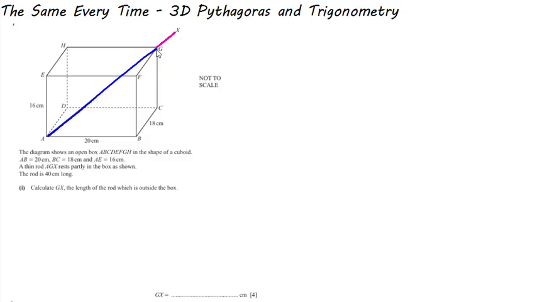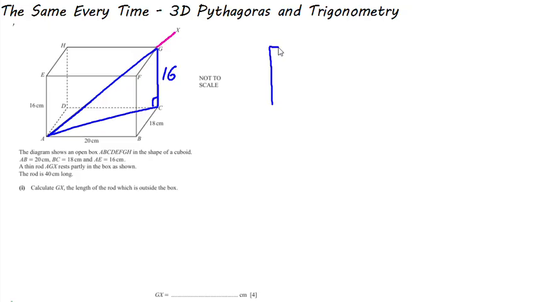My task now is to find the length from A to G. I need to look for right-angled triangles. If I draw in the diagonal of the base, and then I draw straight upwards like that, that angle there is a right angle. And I know that from C to G is the same as from A to E, which is 16 centimeters. So what I need to do in order to find A to G, I need another side, A to C.